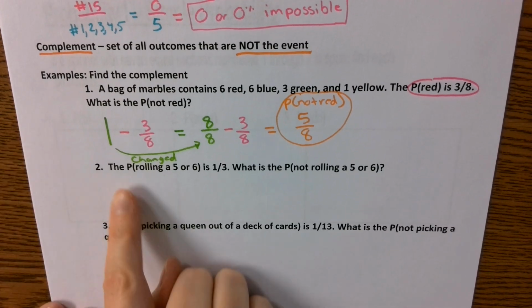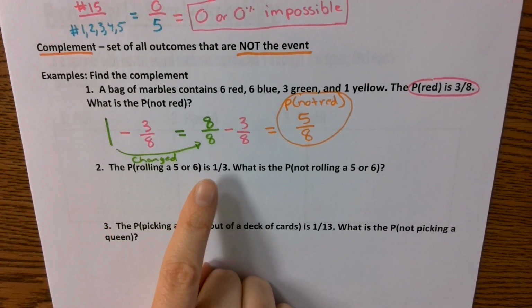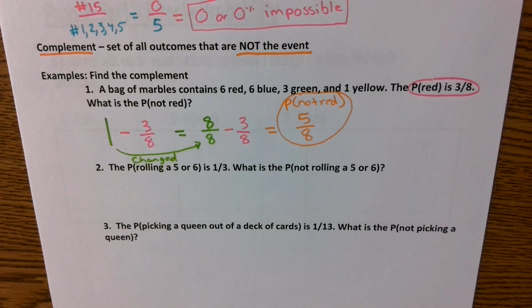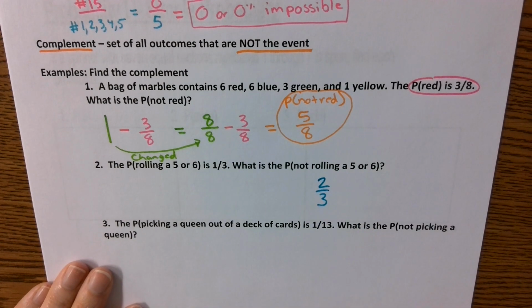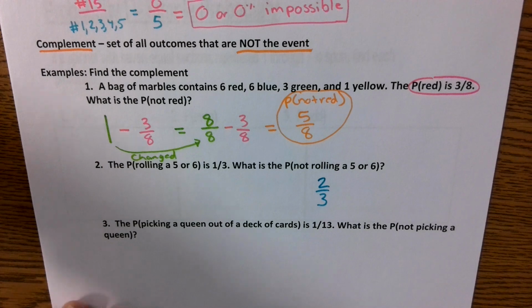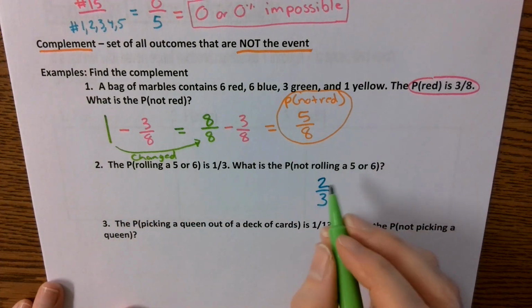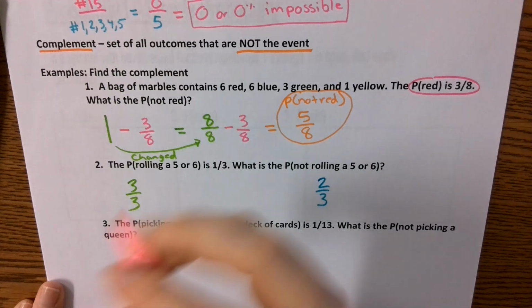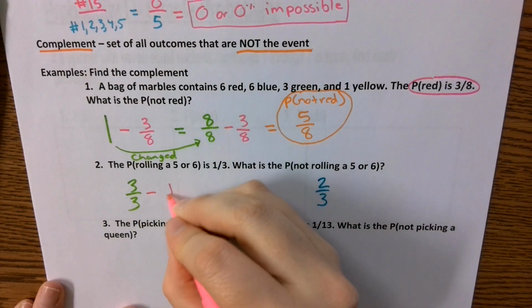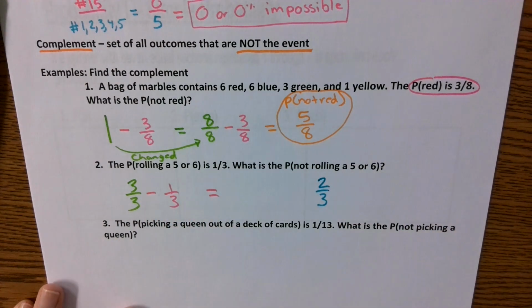So for problem number 2, the probability of rolling a 5 or a 6 is 1/3. We want the probability of not rolling a 5 or a 6. What would that probability be? 2/3. Okay, so we would get 2/3 for that probability. Again, all you would have to do is take 1 whole, or 3 out of 3, and subtract the probability of 1/3, and that would come out to 2/3.